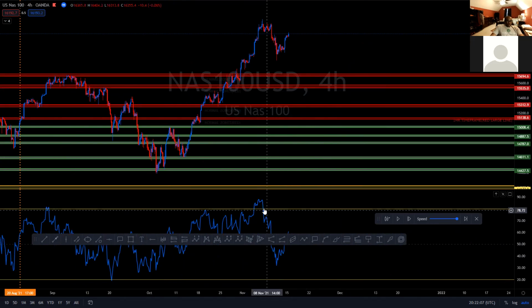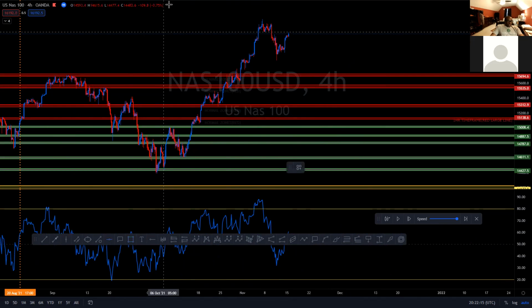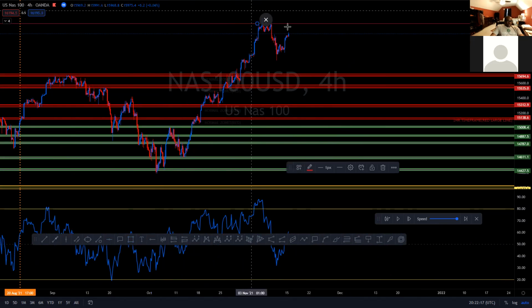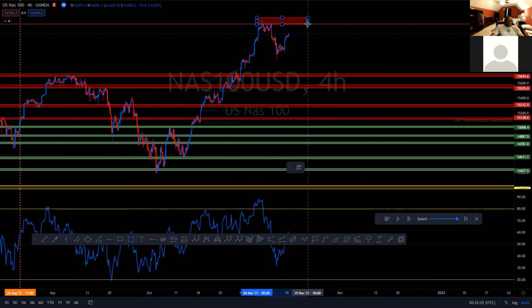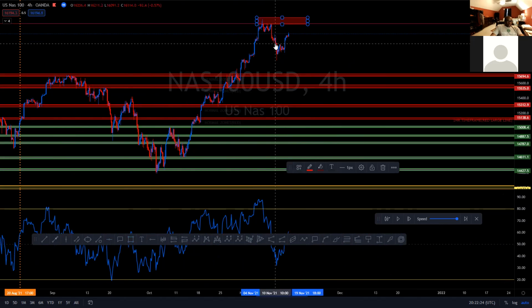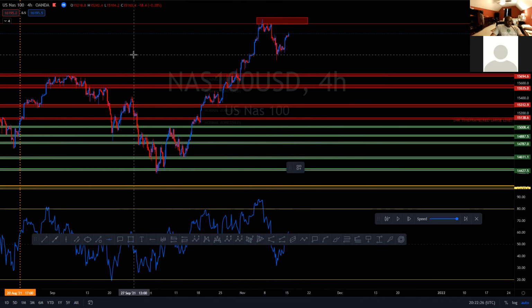So we see at this point on the RSI, price was pretty much overbought. So it's understandable to put a horizontal line here and then draw a zone here. And then really the same thing right here as well.